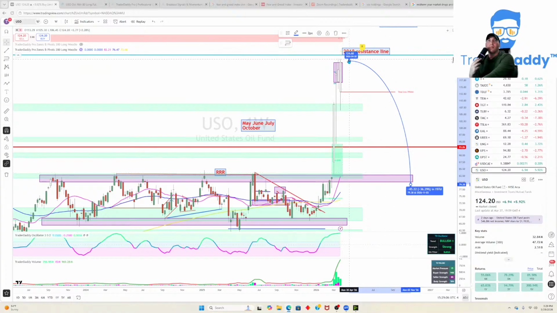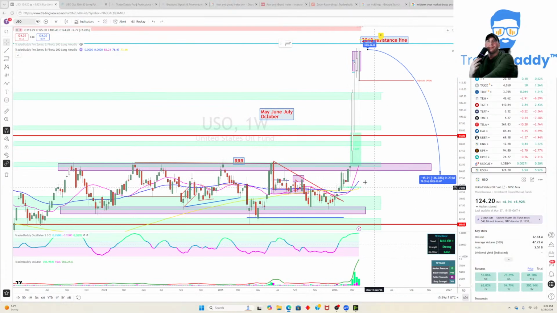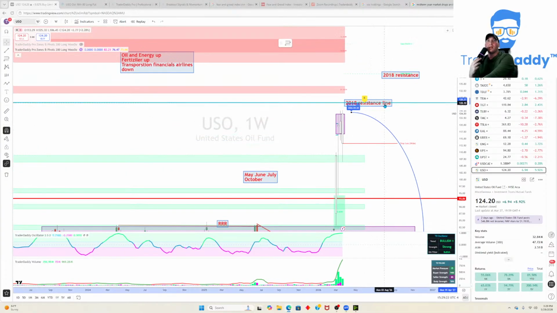But just to see, this is 200 days for oil to go back down 35%. This is where it broke out from. So at some point, this is the 2018 resistance line.